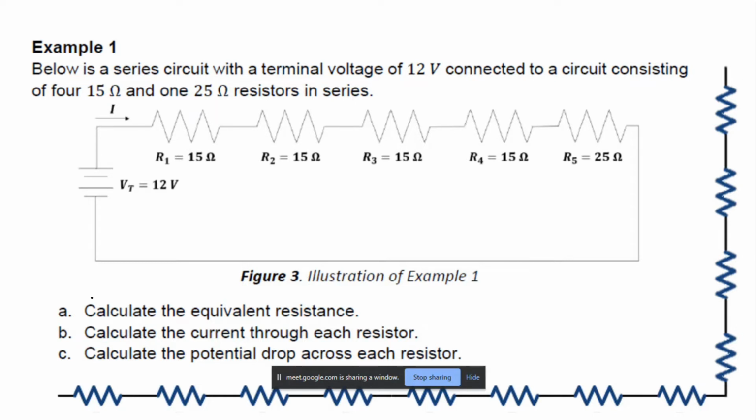Given that network, ano nga po yung sabi ko kanina? Given that network, ano po yung similar with each other? Is it the current or is it the voltage?